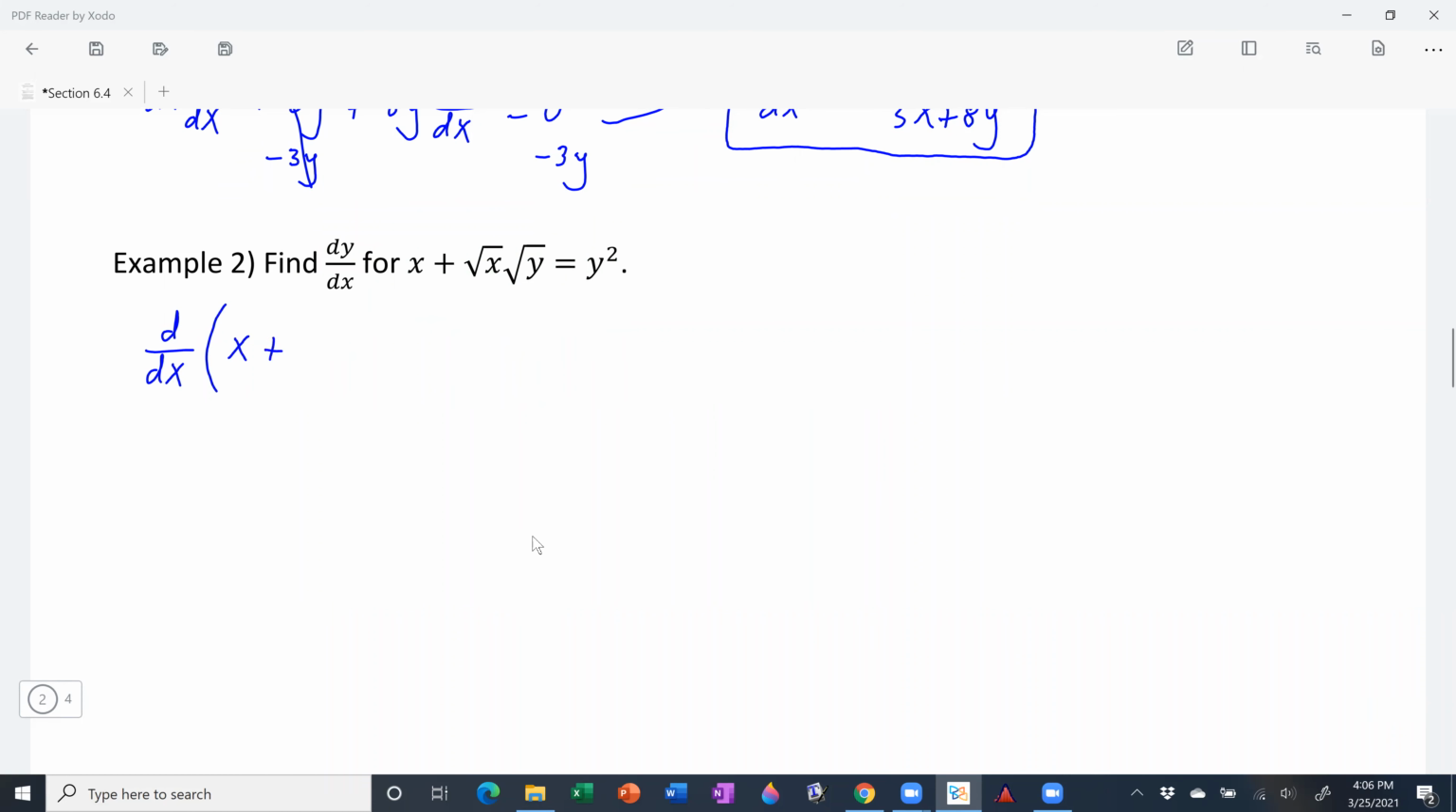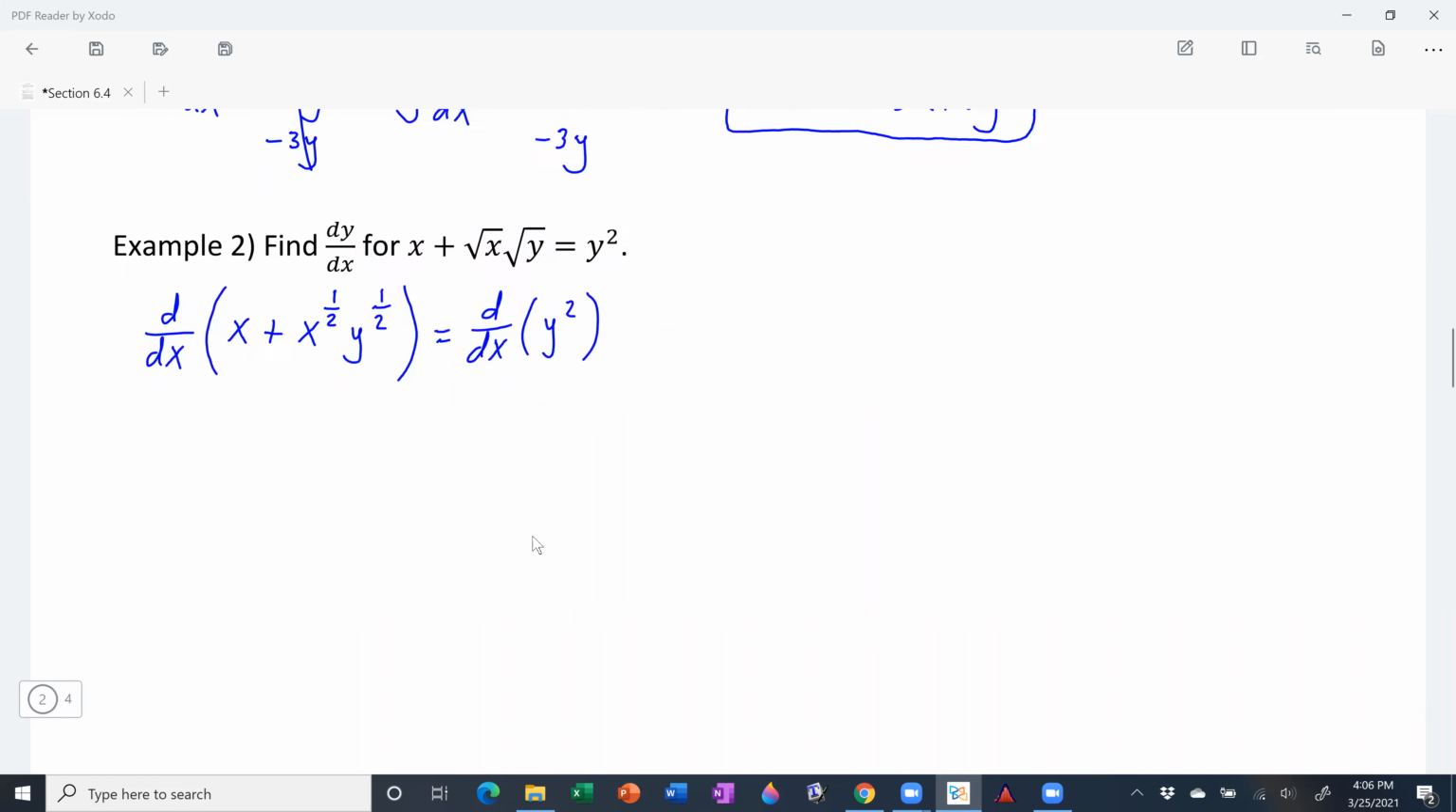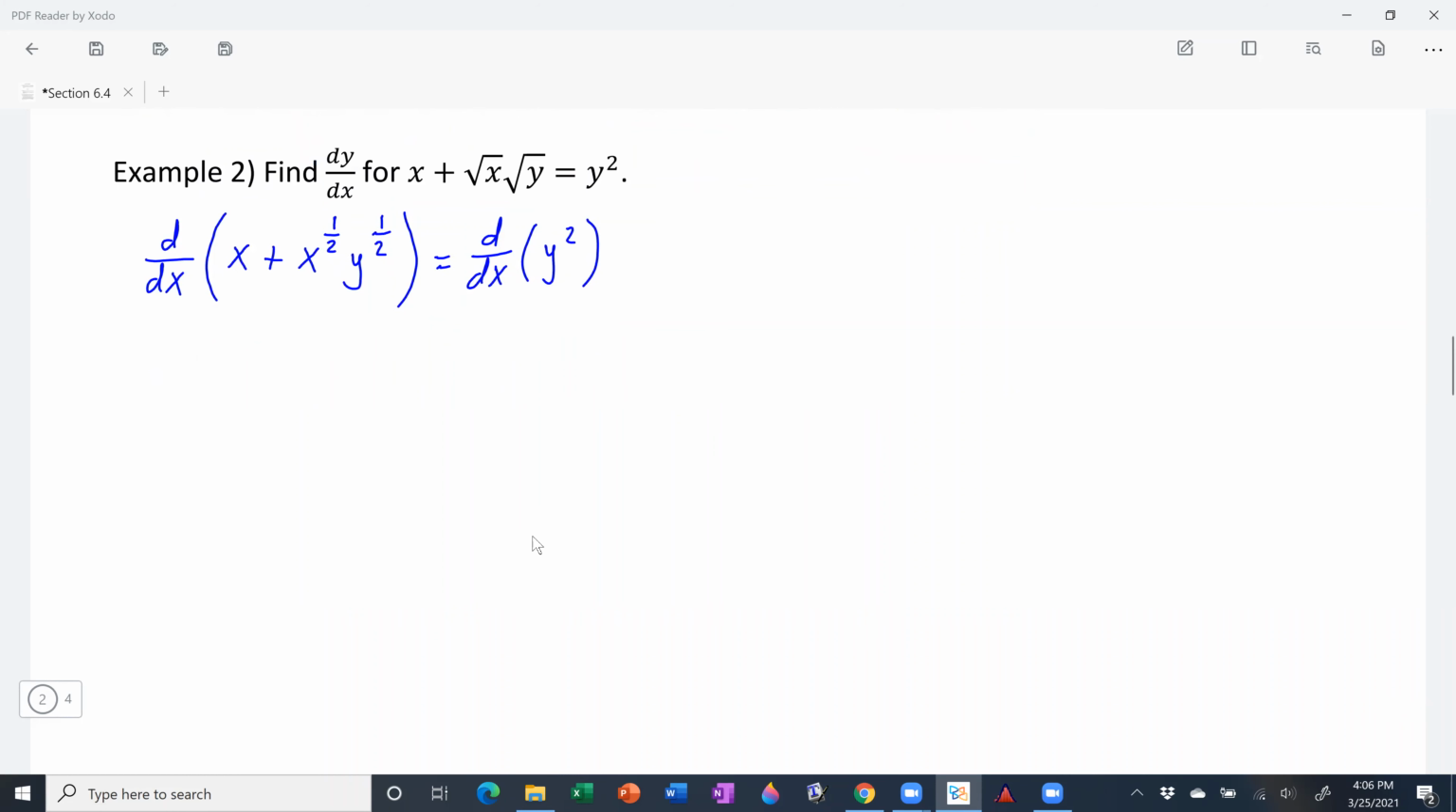And just as I write this down, I'm going to rewrite those radicals as fractional exponents just to get them ready for the derivative. Okay, so the derivative with respect to x on both sides. Here we go. So the derivative on each side. I'm just going to go through, and since we've got a sum in here, we can do the derivative of the sum separately.